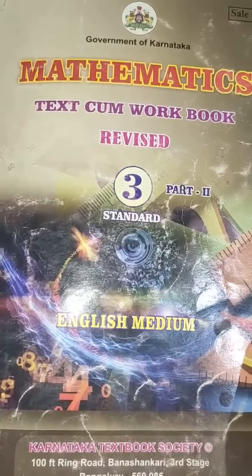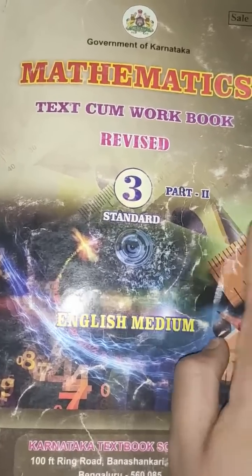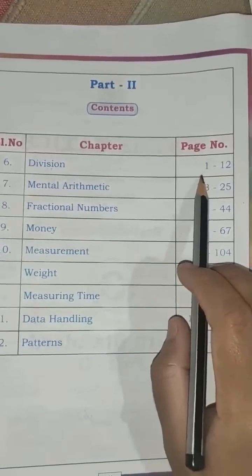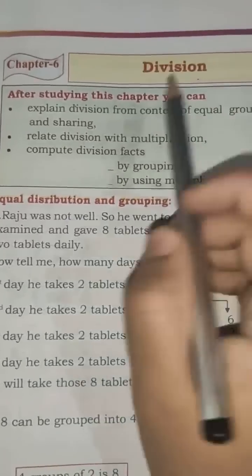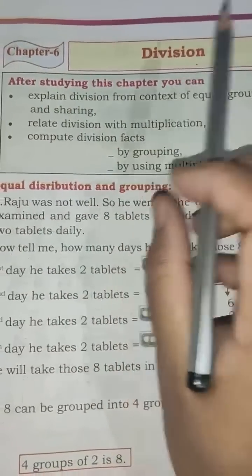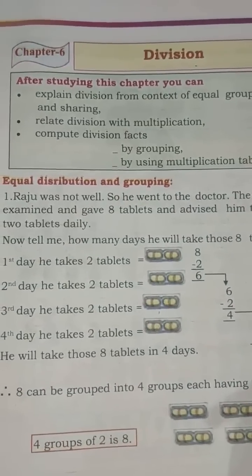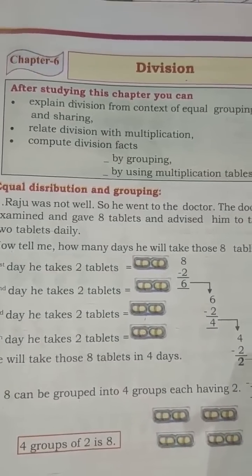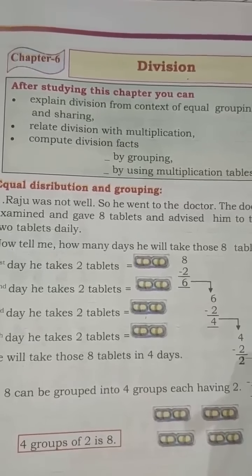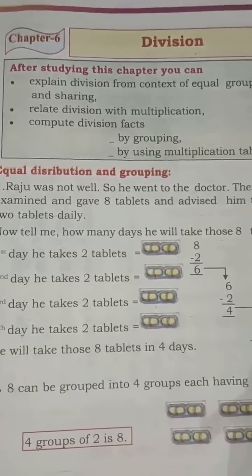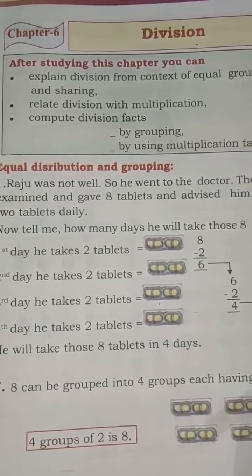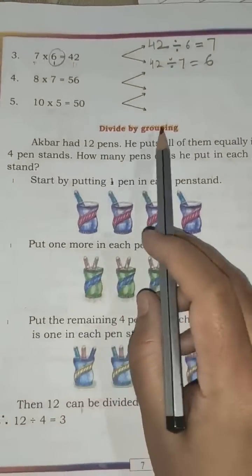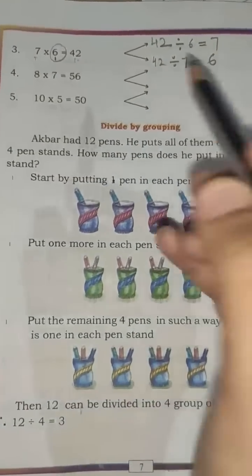Today in this class, we are going to continue our same lesson of maths, that is division. So, open page number 1. Okay, chapter number 6, division. In the previous class, you have learned equal distribution and grouping, the relation between division and multiplication, and what is the sign of division, right? So, today let us start with another new concept, that is divide by grouping. So open page number 7.